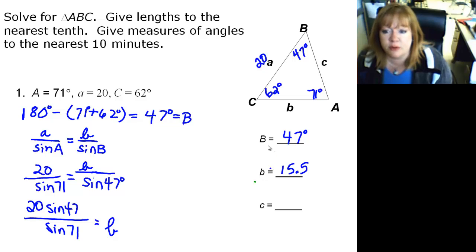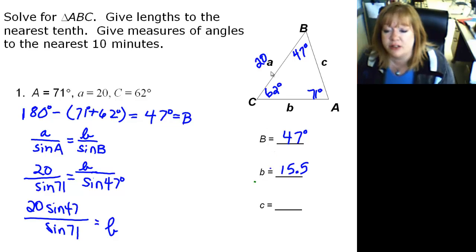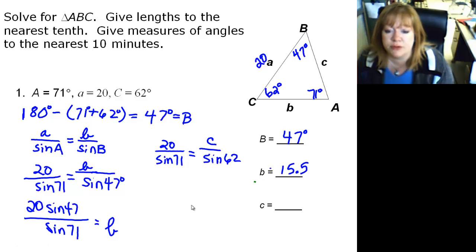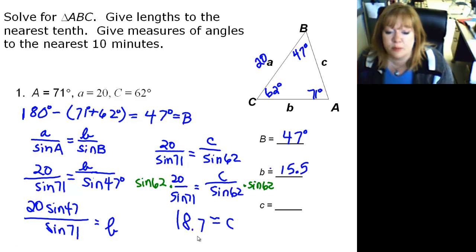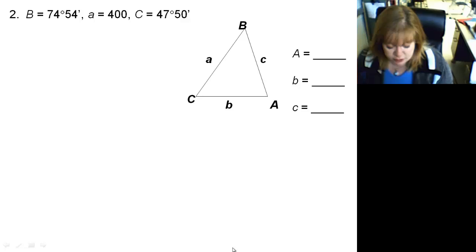Little c, we're going to set up the same way. I like to use the side that I was given because I didn't round that one. So I'm going to do 20 over sine of 71 equals little c over the sine of 62. Be careful that you go opposite like we did here. Multiply by the sine of 62, and you end up with 18.7. And that's it. Okay. So this is what we're going to be doing. Let's look at the next one.